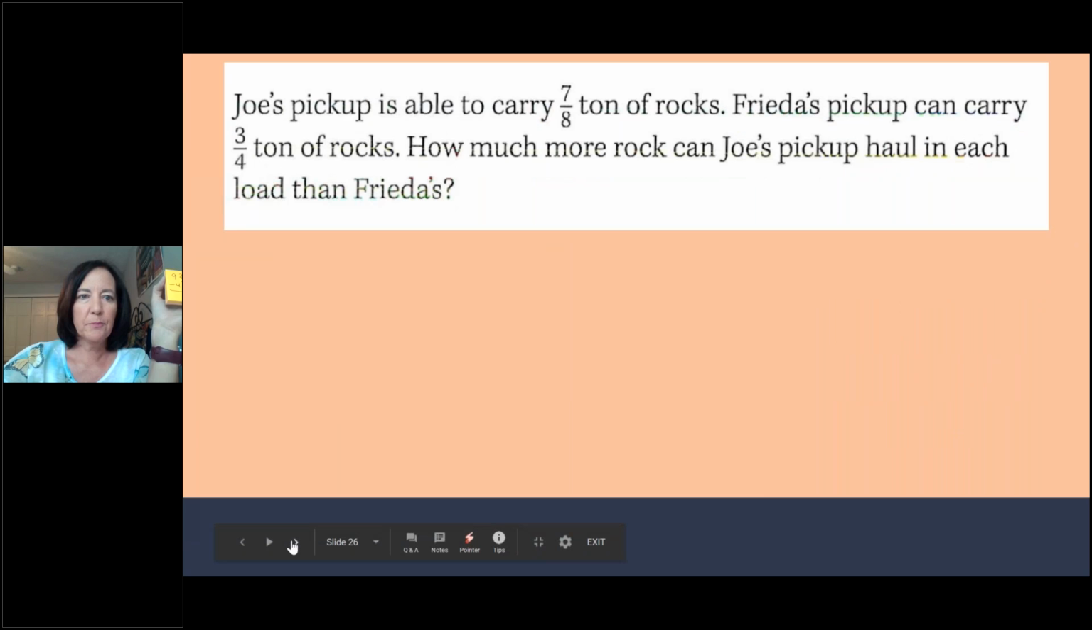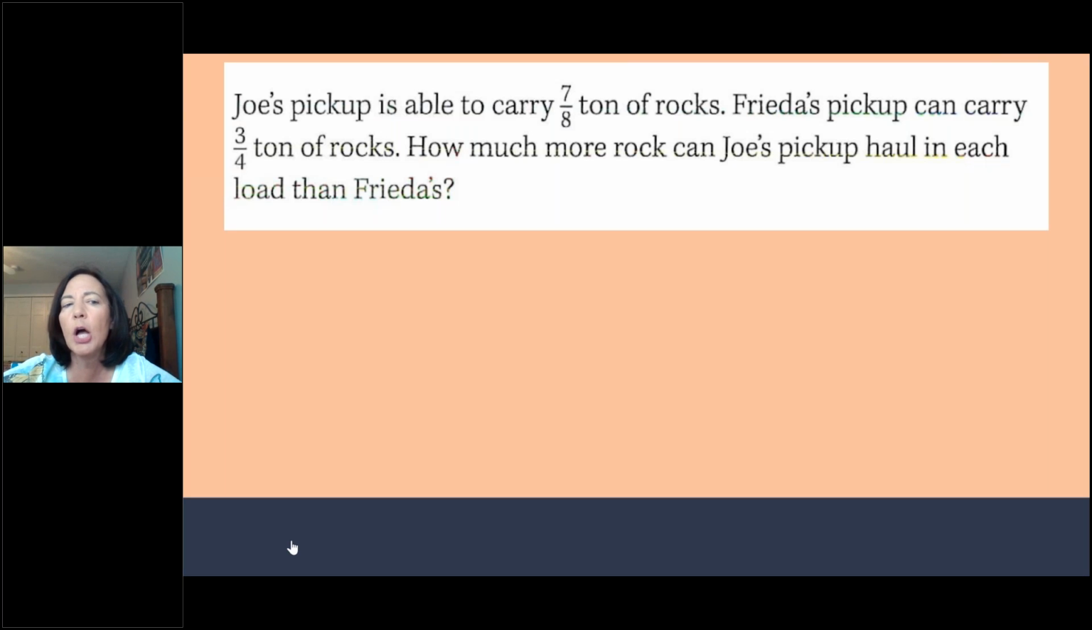Okay, so let's try another one. Joe's pickup is able to carry 7/8 ton of rocks. Frida's pickup can carry 3/4 ton of rocks. How much more rock can Joe's pickup haul in each load than Frida's? So Joe can carry 7/8 ton. Frida can carry 3/4 ton. How much more can Joe's pickup haul in each load than Frida's? This would be another subtraction problem. Nice. What would it be? It would be 7/8 minus 3/4.